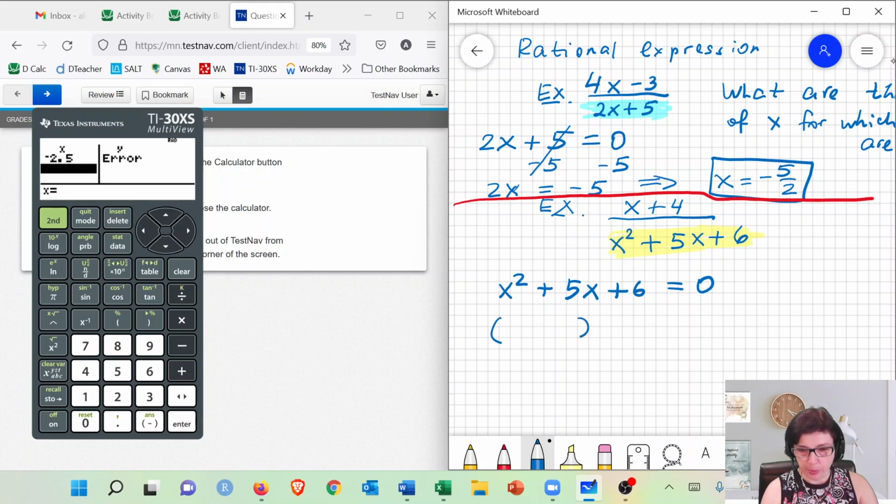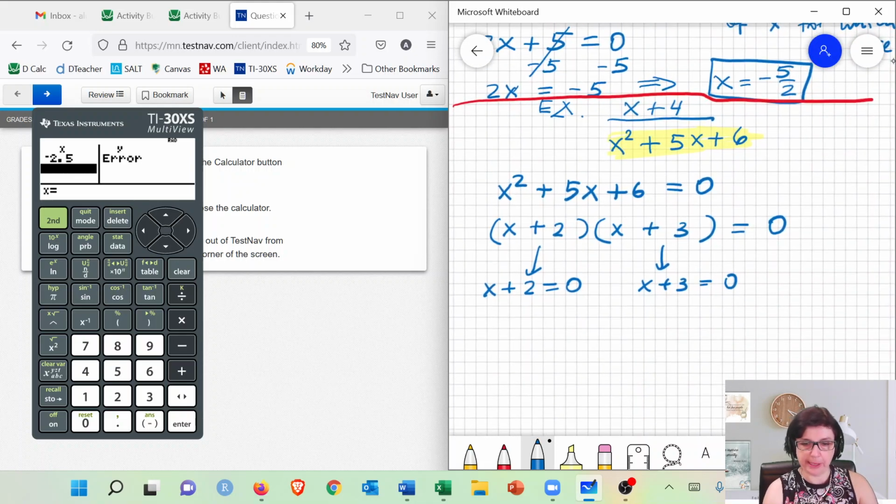Factoring this is pretty easy by trial and error. I'm thinking of two numbers that multiply to 6 and add to 5, and it's pretty easy to see that those would be 2 and 3. So x plus 2 times x plus 3 is equal to 0, and that separates into two equations. Either the first one is 0 or the second one is 0. Now solving those for x by subtracting 2 from both sides of the first one and subtracting 3 from both sides of the second one will give you negative 2 and negative 3. Okay, so now I have negative 2, negative 3.